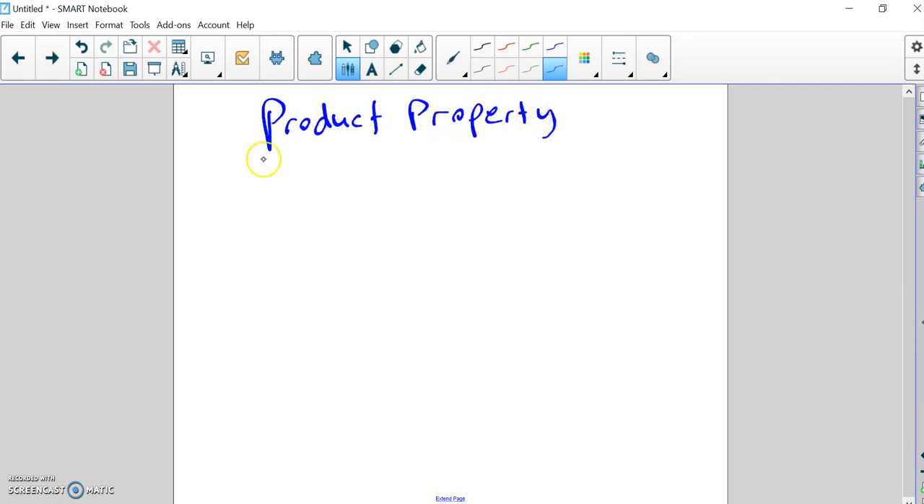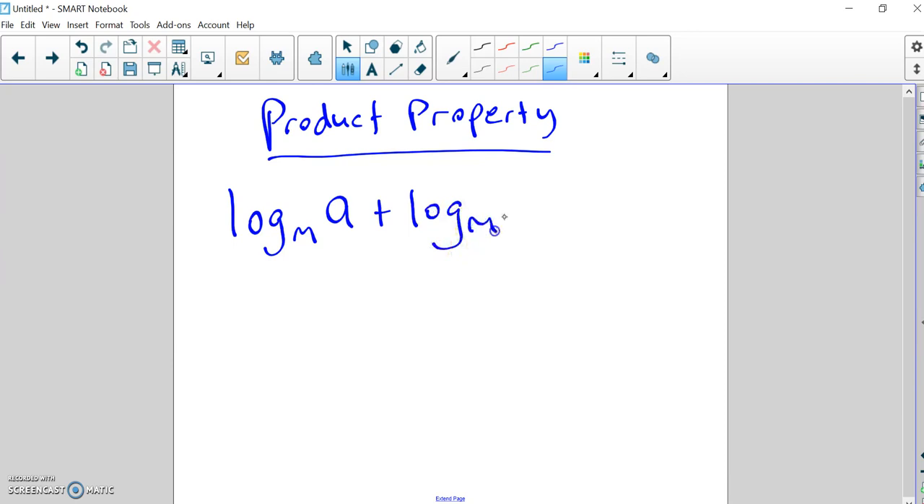The basic gist of the product property is if you see 2 logarithms of the same base being added together, you can combine them as multiplication. So what it'll look like is this. If you had log base m of a plus log base m of b, put these in parentheses, you can turn this into log base m of a times b. So 2 logs of the same base being added together, we can combine them as multiplication.